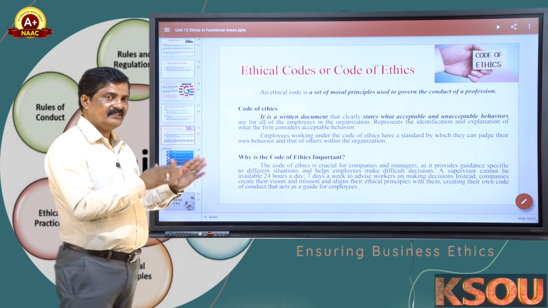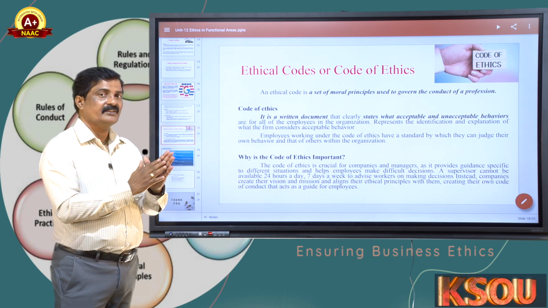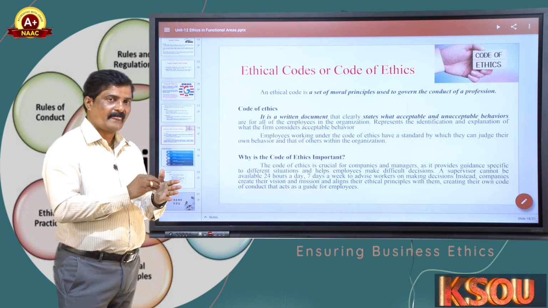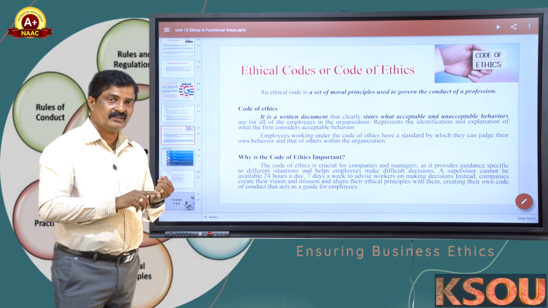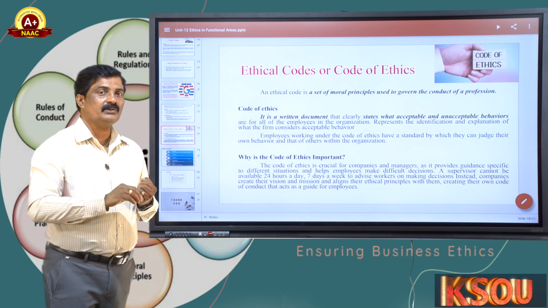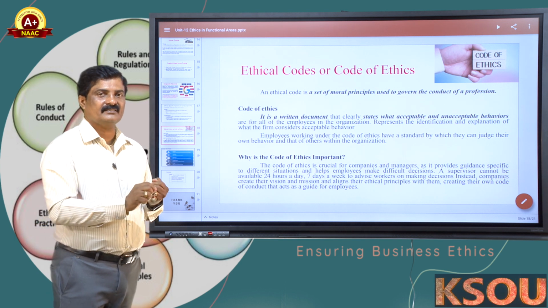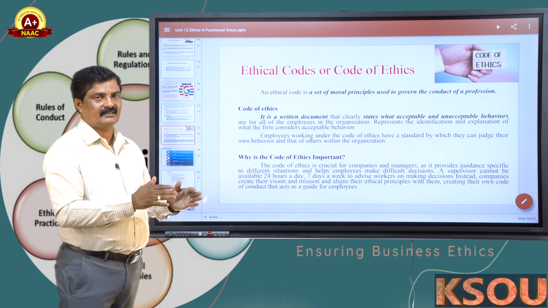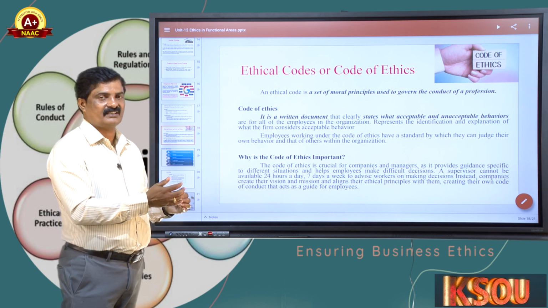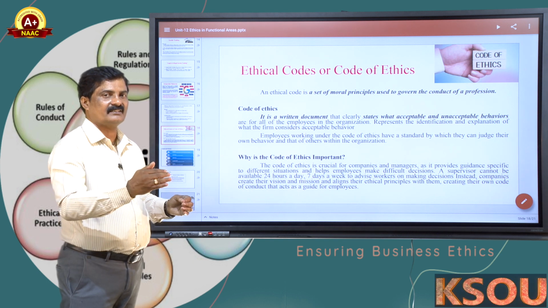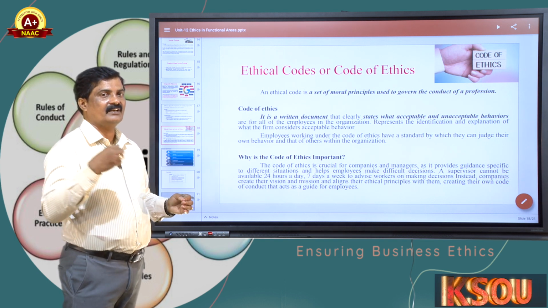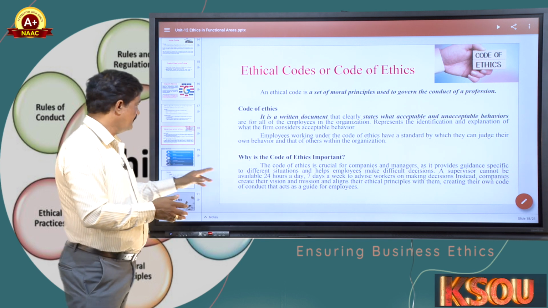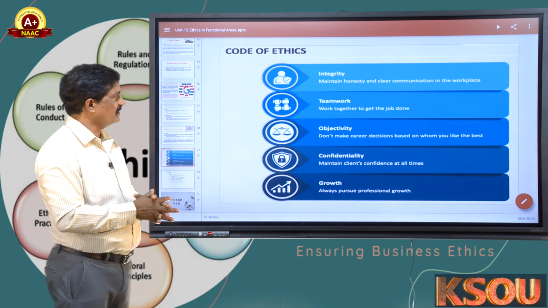A code of ethics is a written document where you are not supposed to cross the boundary. That's what it says. Why is the code of ethics important? Here you need not assume that we can do this or we can't do this. Everything is in black and white. You just read the code of ethics and follow it. It's very clear, and whoever comes as a manager or managing director continues with the same ethical code of conduct. They cannot assume something or carry on what they did in the previous company. Everything is in black and white. So this is the code of conduct.